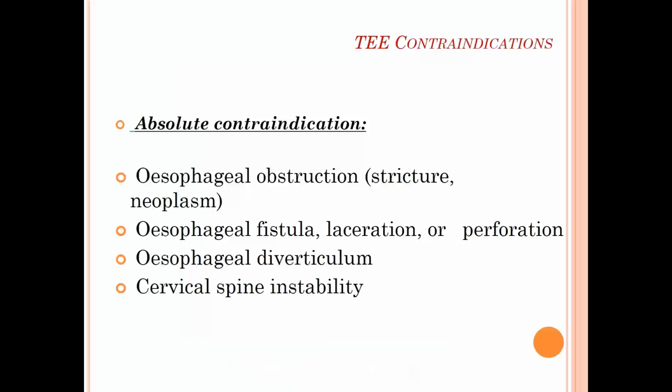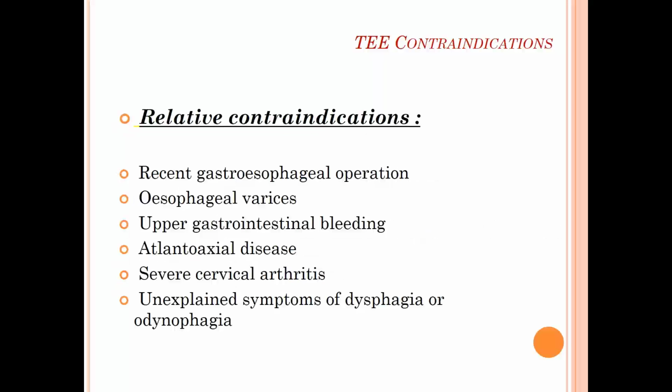Are there any contraindications for transesophageal echo? Yes, there are certain absolute contraindications, mainly esophageal obstruction, stricture or neoplasm, esophageal fistula, laceration or perforation, history of esophageal diverticula, or cervical spine instability. And there are relative contraindications in the form of recent gastroesophageal operation, esophageal varices, upper gastrointestinal bleeding, atlantoaxial disease, severe cervical arthritis, unexplained symptoms of dysphagia or so.